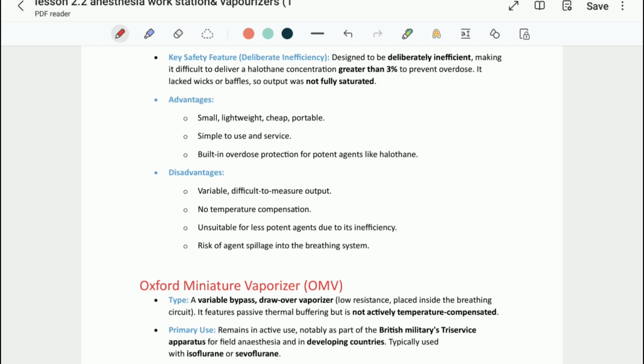The disadvantages include that the output was variable and difficult to measure. There was no temperature compensation and it was unsuitable for less potent agents due to its inefficiency. And there is also a risk of agent spillage into the breathing system.